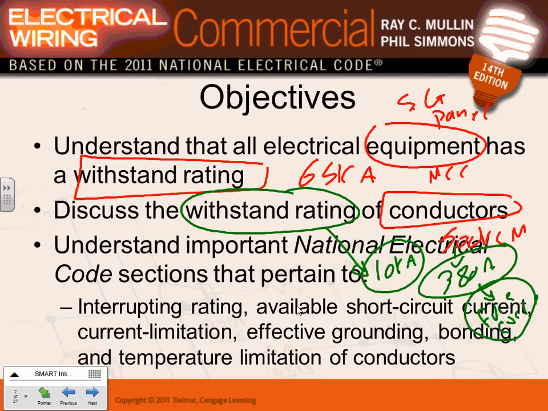Understand the important code sections. These are all the NEC code sections that talk about interrupting rating. When you hear the words interrupting rating, guys, you're talking about a circuit breaker or fuse. When you hear the words withstand rating, that's a conductor or equipment. Cool? Withstand and interrupting are typically the same value. I can have a 65 kiloamp withstand rating for a switchgear and an interrupting rating for a circuit breaker inside the switchgear. So typically they're the same.